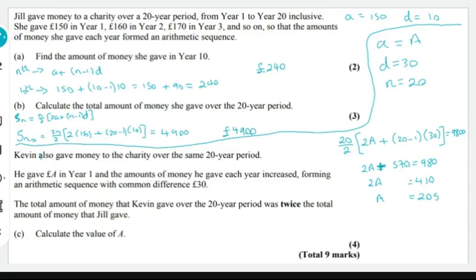Do you want to try another? Yeah, sure. Cool. One's not as long as the other one. The other one was worth 9 marks. This one's only worth 8. Okay.